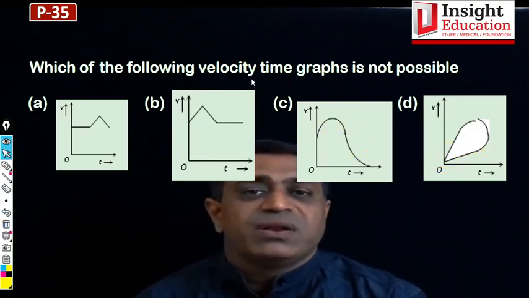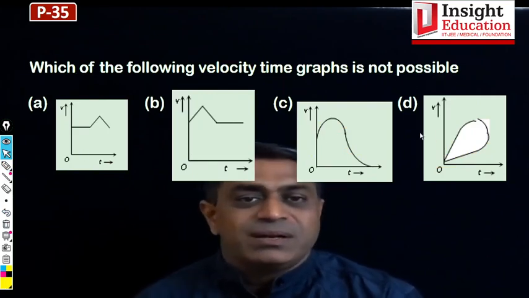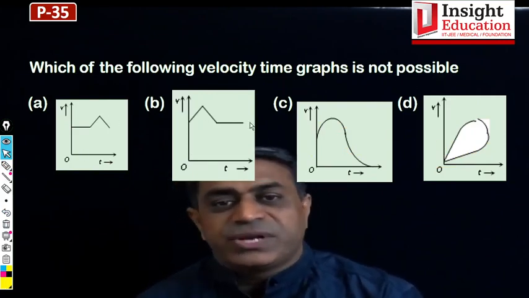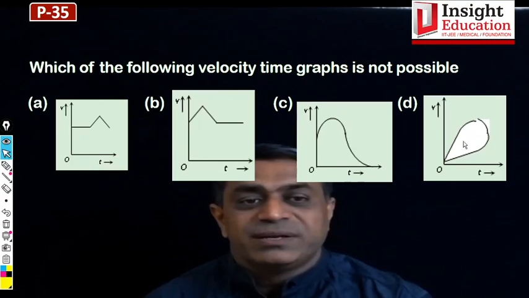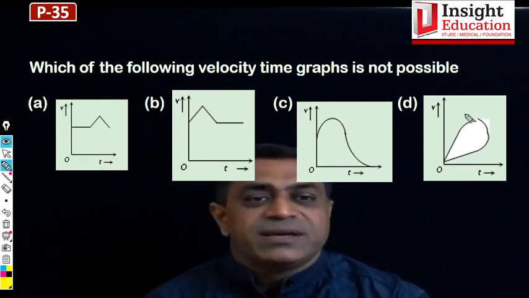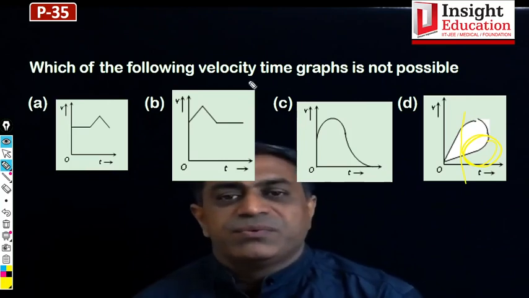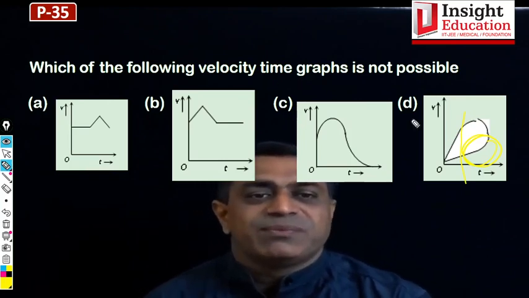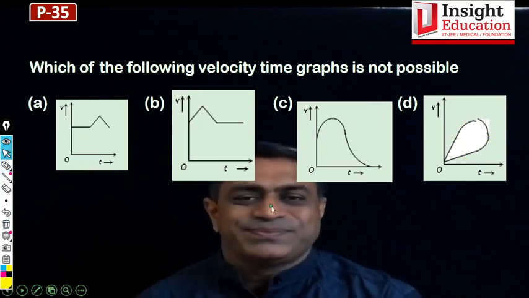Which of the following velocity time graphs is not possible? Here straight line, straight line, straight line. Here at a particular time the object is at two different positions. If you want to check, draw a vertical line. It gives two positions, so that is not possible. So the answer is D.